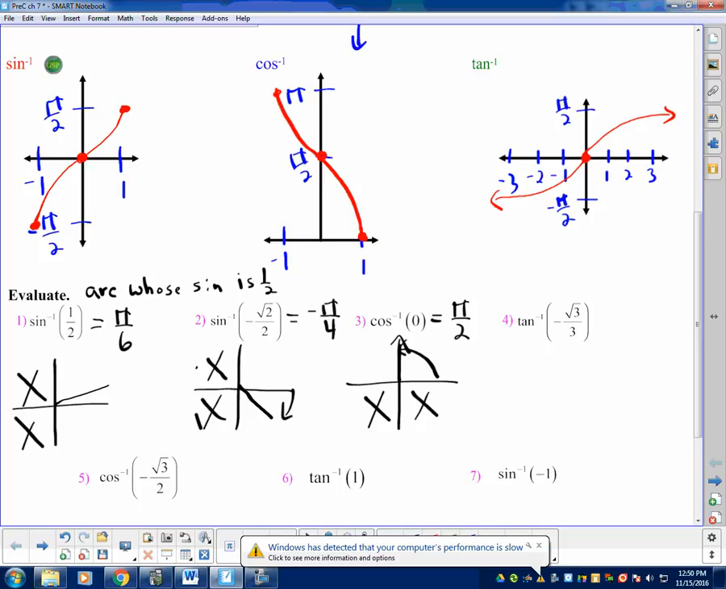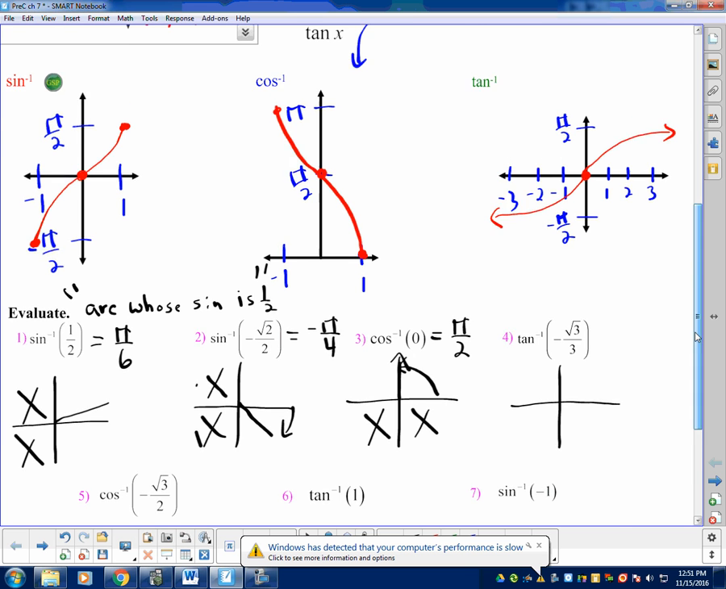Arc whose cosine is 0 is what I'm asking for. You might want to put this in quotes. This is what I'm asking each time: the arc whose blank is whatever the input is. Okay. So here I'm asking for the arc whose tangent is negative root 3 over 3. Now these are a little harder. So X out zones for tangent, you remember what they were?